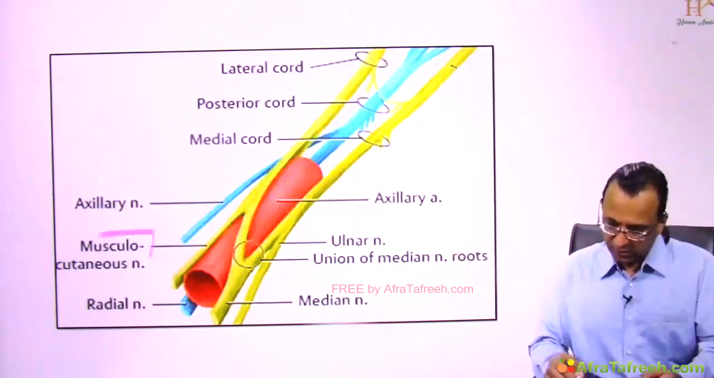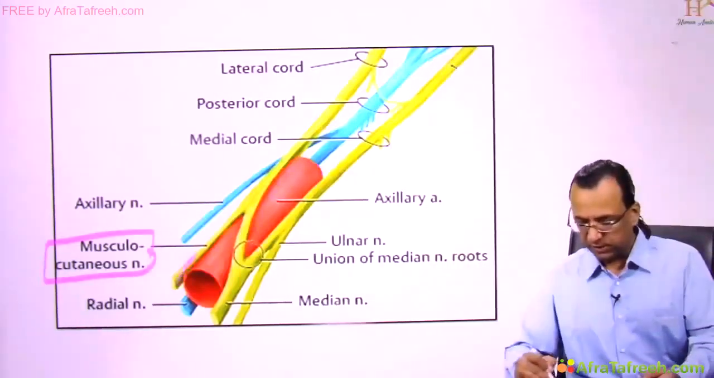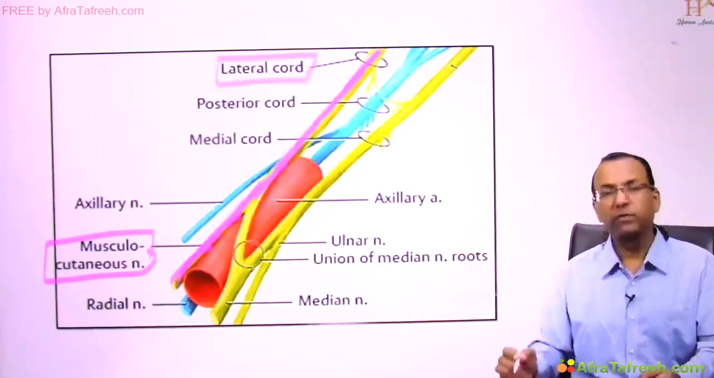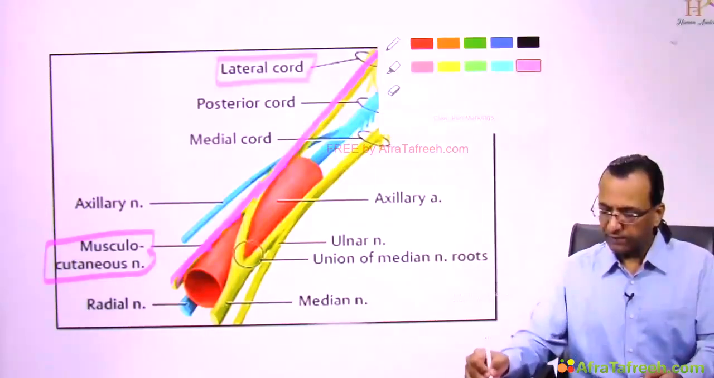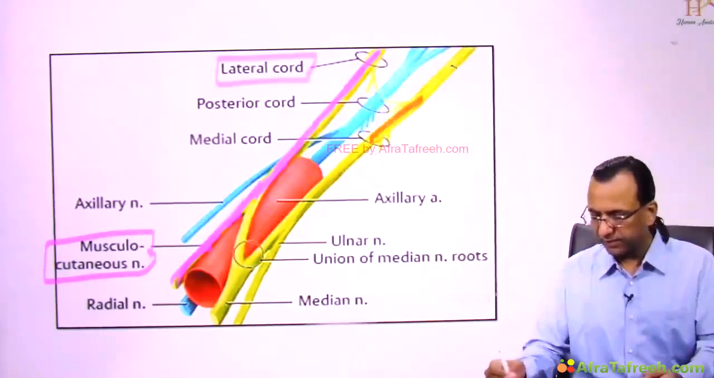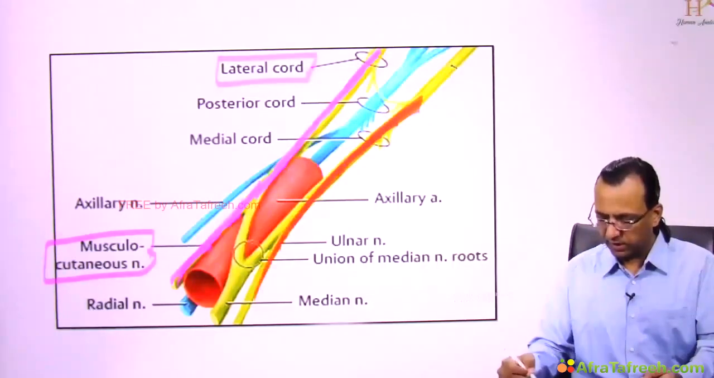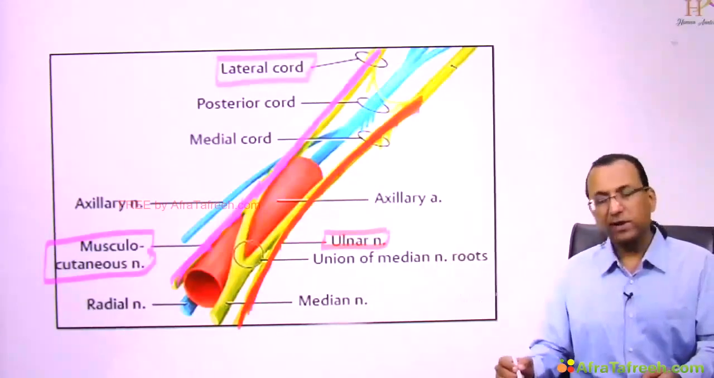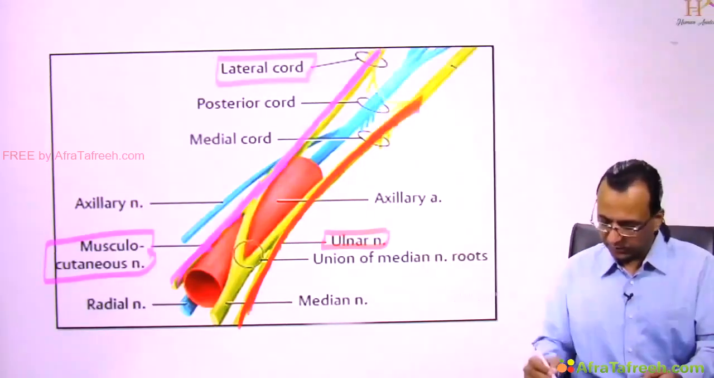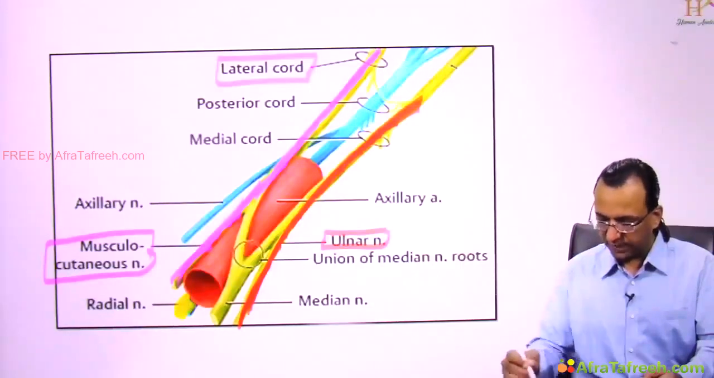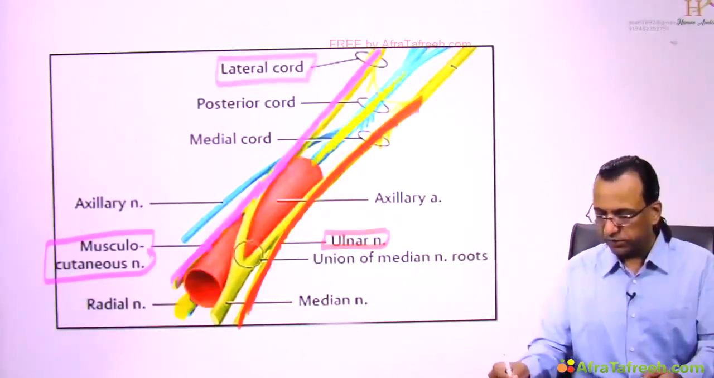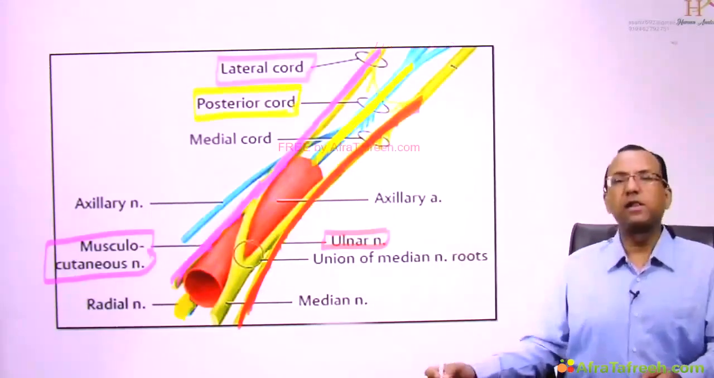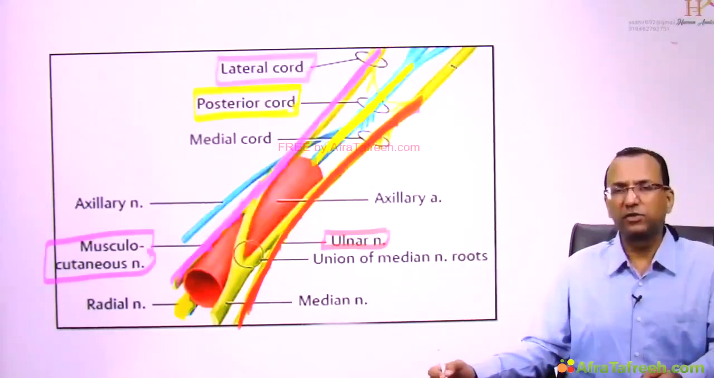The musculocutaneous nerve is the continuation of the lateral cord of the brachial plexus, that you have to remember. The medial cord of the brachial plexus continues as the ulnar nerve. And the radial nerve is the continuation of the posterior cord of the brachial plexus. I think we will have to draw a diagram now. Let us draw the diagram.